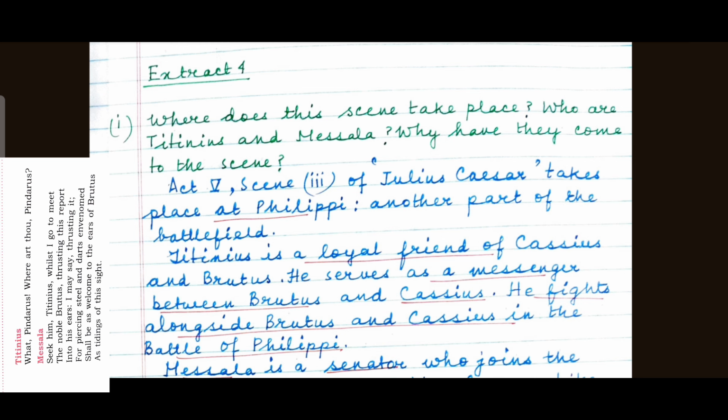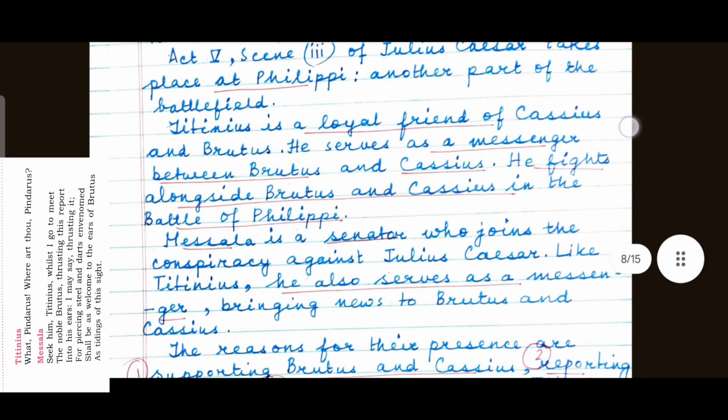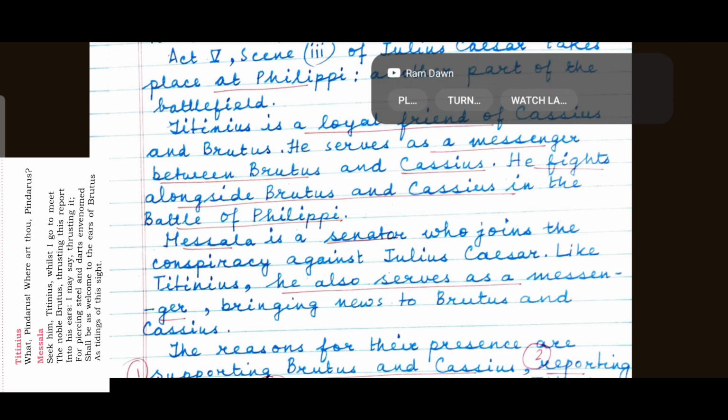So, this is about Titinius, and now who is Messala? Messala is a senator who joins the conspiracy against Julius Caesar. Like Titinius, he also serves as a messenger, bringing news to Brutus and Cassius.